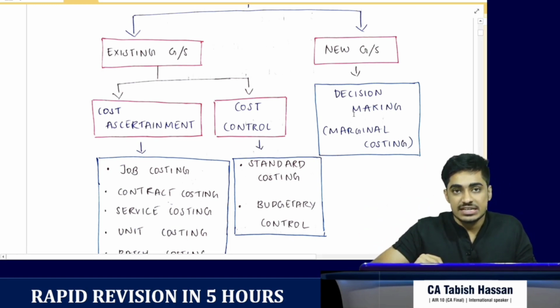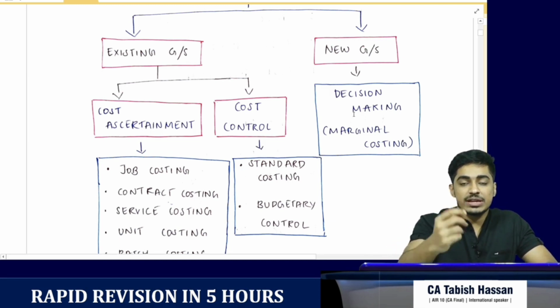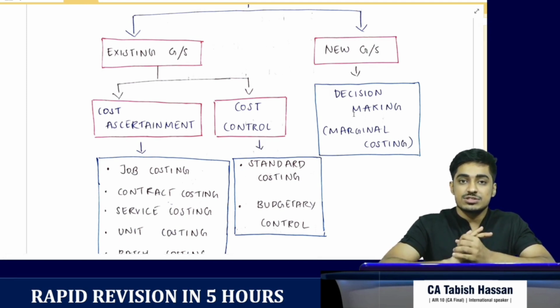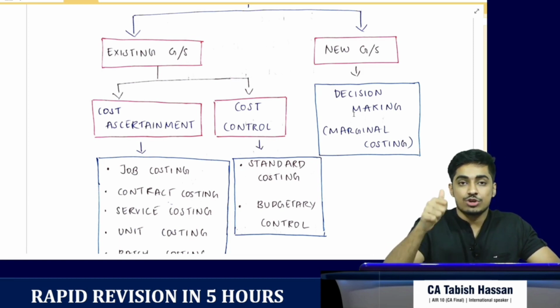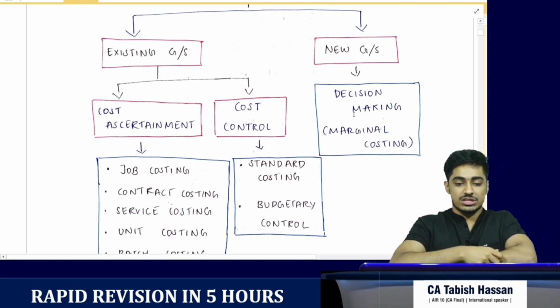Now coming to cost ascertainment. This is where we are calculating the cost to manufacture one laptop. What is the cost I'm incurring? So we have different methods of costing for that because it varies from industry to industry. So we have job costing, contract costing, service costing, unit costing, batch costing, and process costing. So these are the 6 methods of costing.